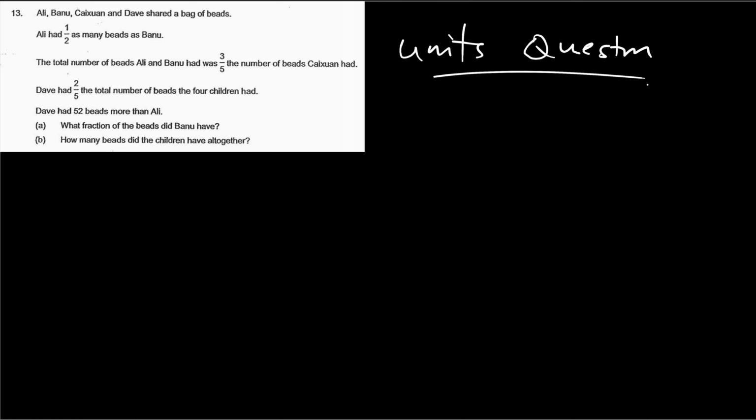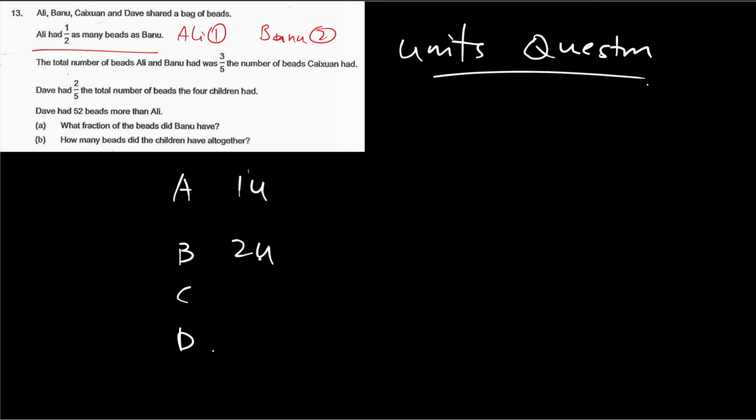So how many people? A, B, C, D. Just label A, B, C, D. So they say A had 1/2 as many bits as Banu. So what's the ratio here? Let's say the question is this. So what's the ratio? Over here, Ali is 1, right? Banu is 2. Simple? So there is 1U and 2U. That's how you start. That's why I call it the units question.